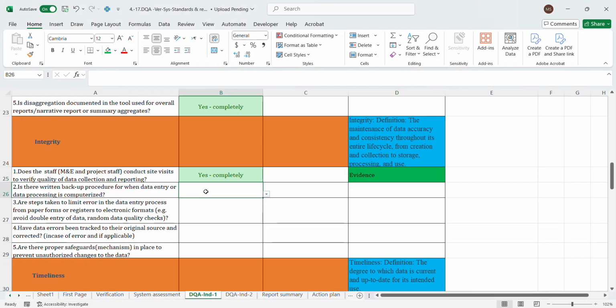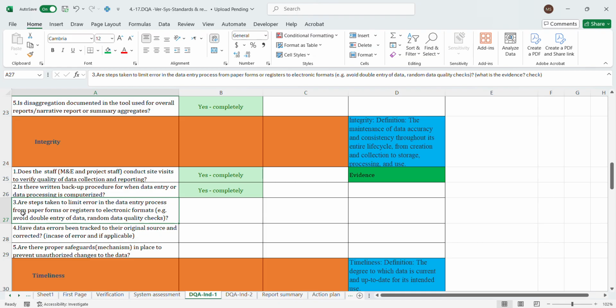The next one is, is there a written backup procedure for when data entry or data processing is computerized? If the entity or the level that is reporting this has a written backup procedure when data entry or data processing is computerized, if the backup process is there, you can say yes completely. If they are missing on this, we can say yes partly.